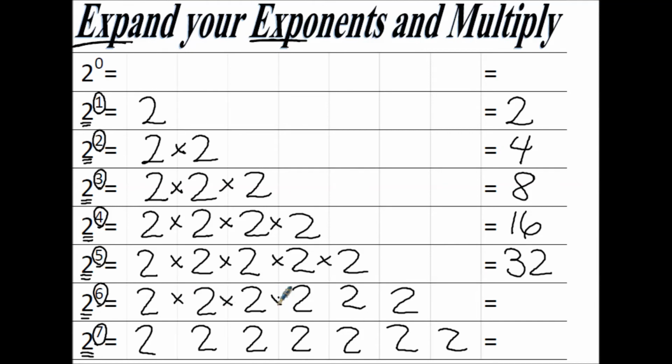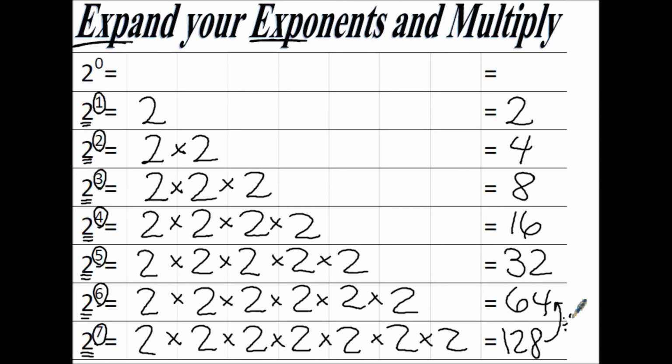2 times 2 times 2 times 2 times 2 gives me 32, times another 2 would give me 64. 2 times 2 times 2 times 2 times 2 times 2 would give me 64, but times another 2 would give me 128. So as I'm going down the list, I'm multiplying by an extra 2. So 8 times 2 is 16, times 2 is 32, times 2.